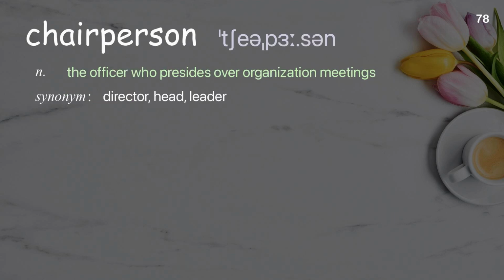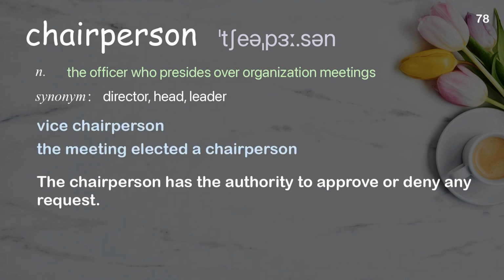Chairperson. The officer who presides over organization meetings. Examples: Vice chairperson. The meeting elected a chairperson. The chairperson has the authority to approve or deny any request.